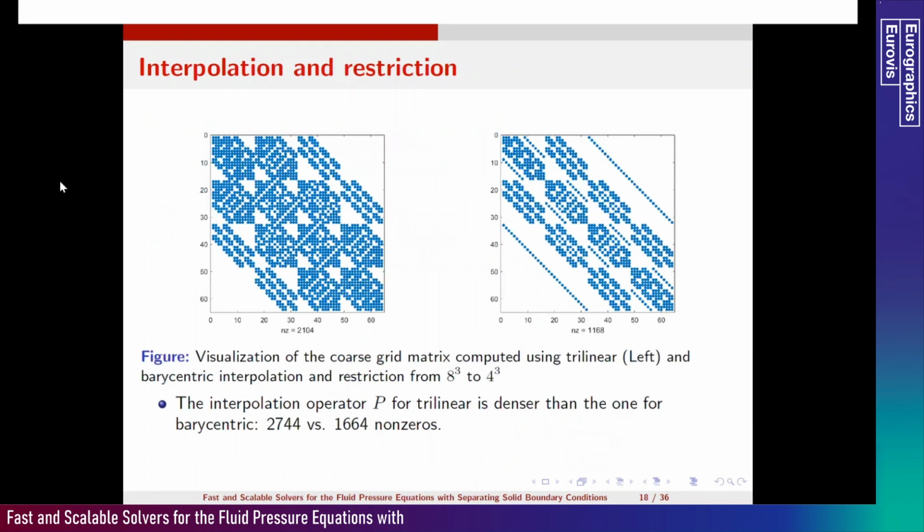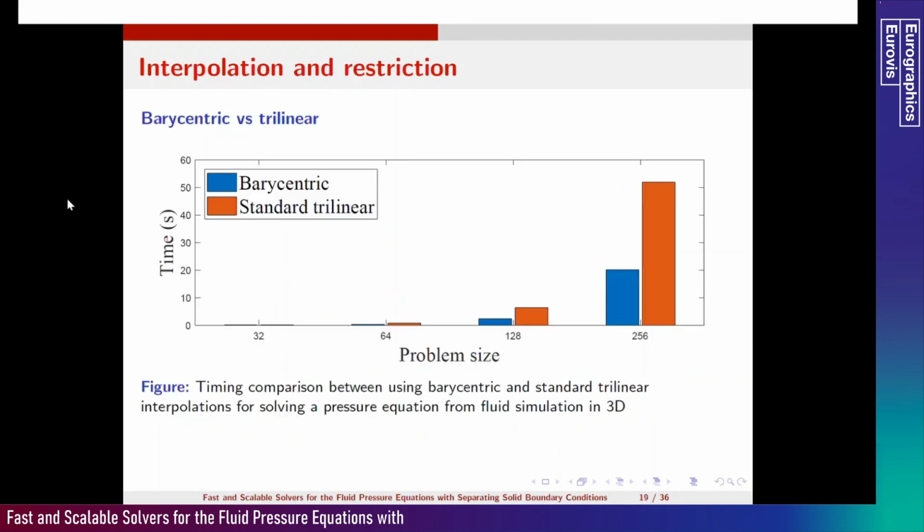Here is an example for computing the coarse grid matrix from an 8-cube grid to a 4-cube grid in 3D. The coarse grid matrix from using trilinear interpolation is almost twice denser than using barycentric interpolation. This is because the interpolation operator for trilinear is almost twice denser than the barycentric. Our experiment shows that using barycentric interpolation and restriction can speed up the computation greatly, especially for large problems.